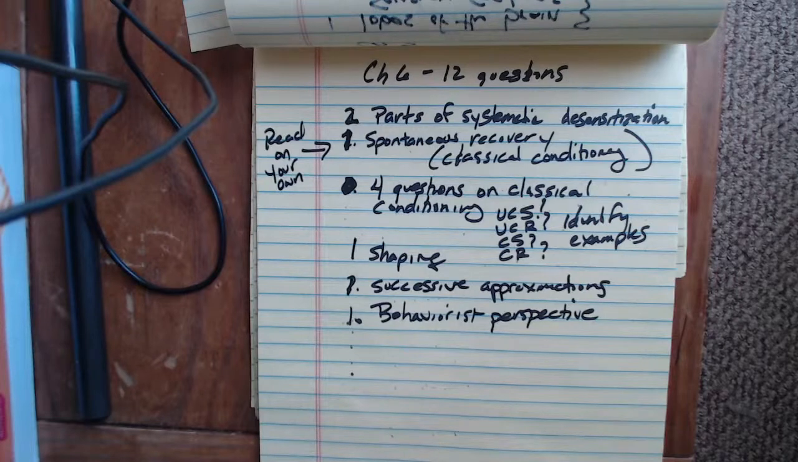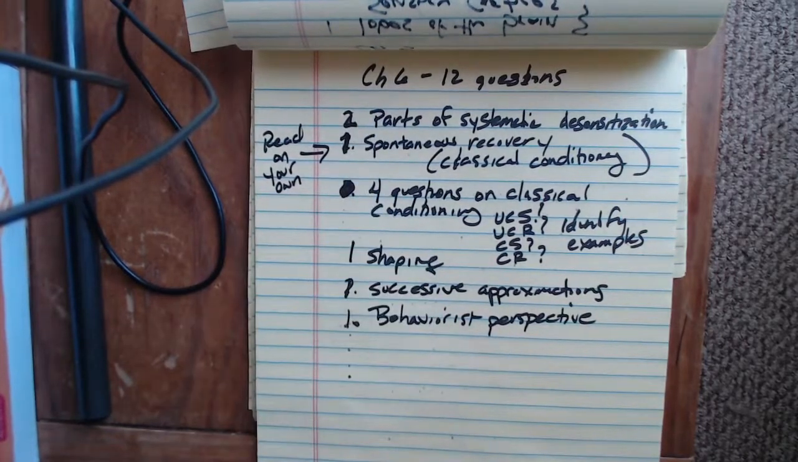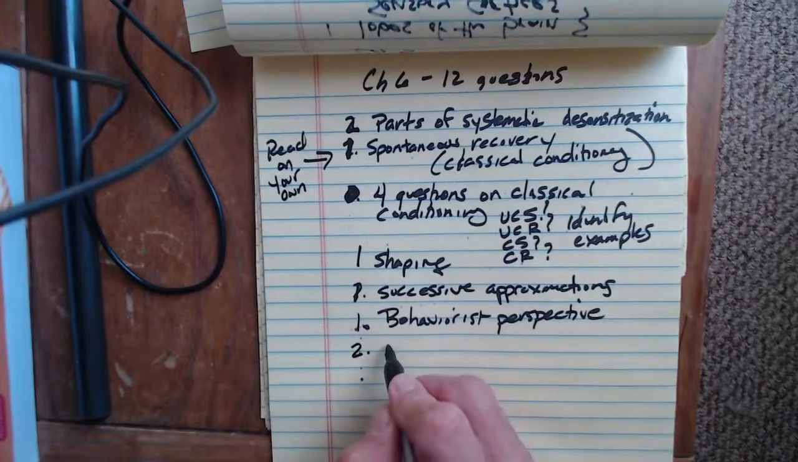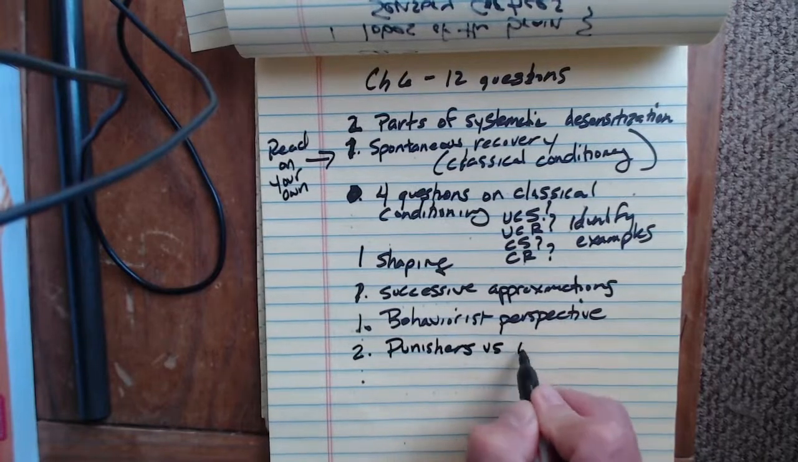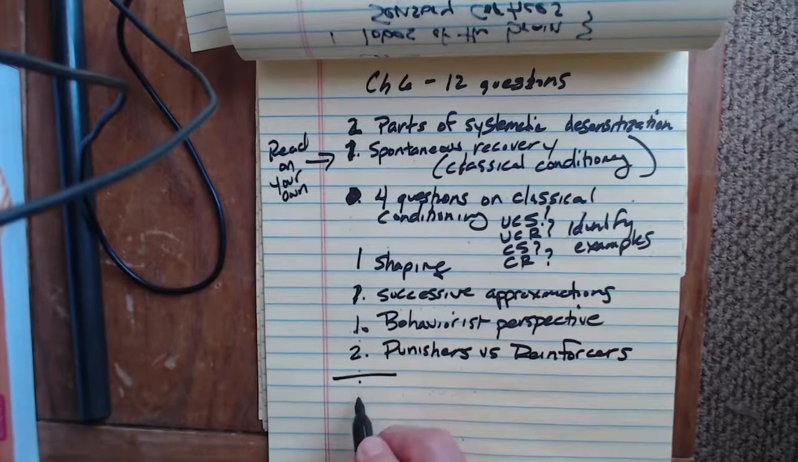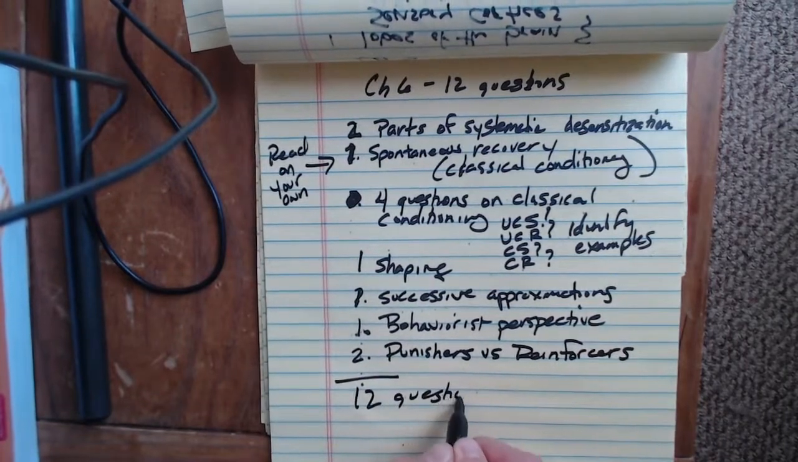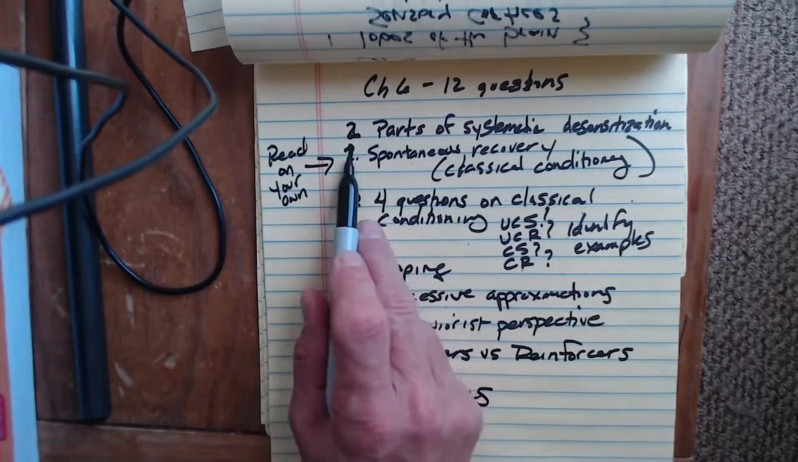Okay, so let's see. 1, 2, 3, 7, 8, 9, 10. Where are my other 2 questions? Let's see. Fear hierarchy. Okay. And then there are 2 questions on punishers versus reinforcers. And that's 12 questions. 2, 3, 4, 5, 9, 10, 11, 12.